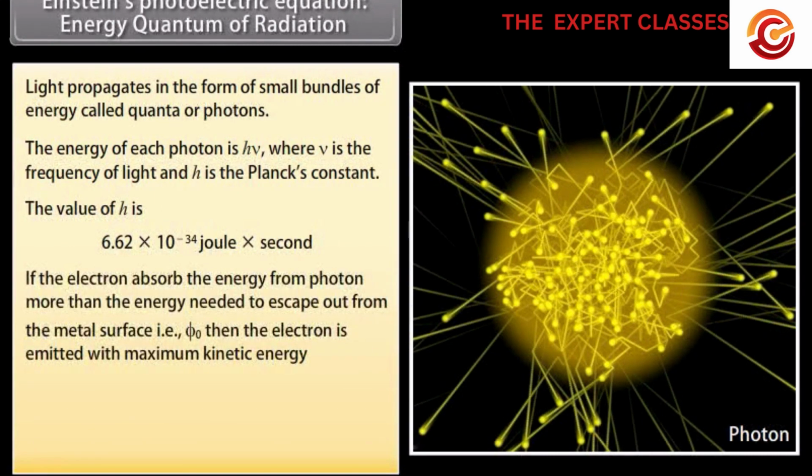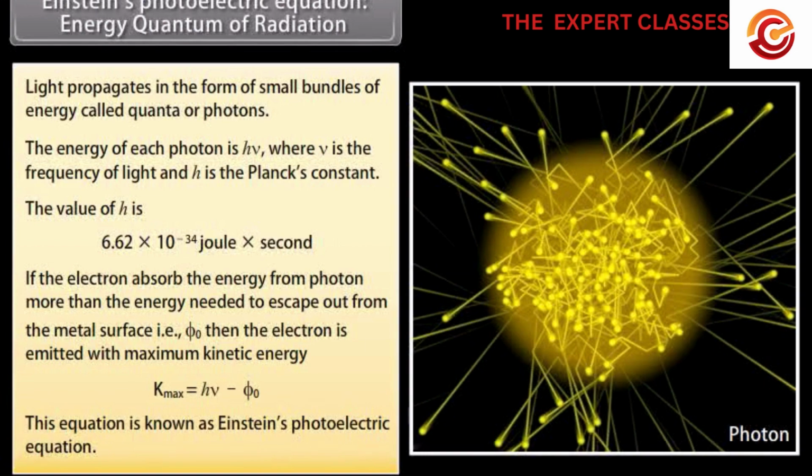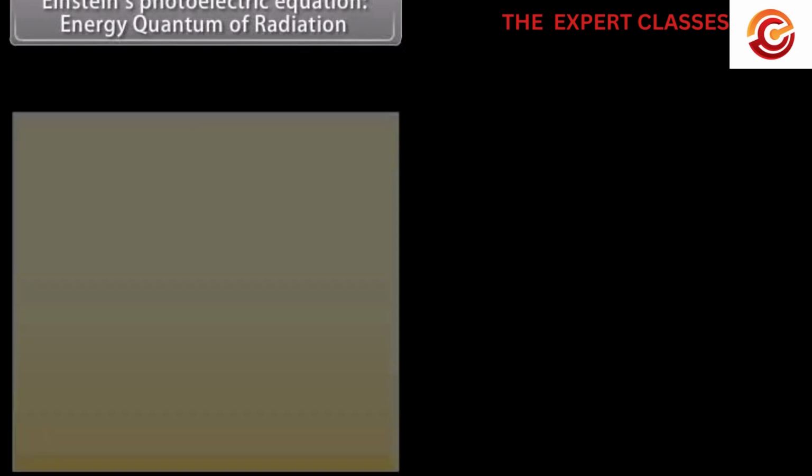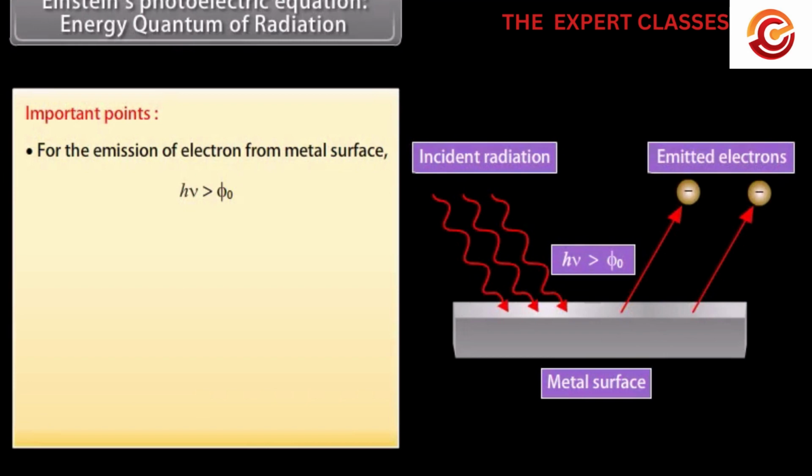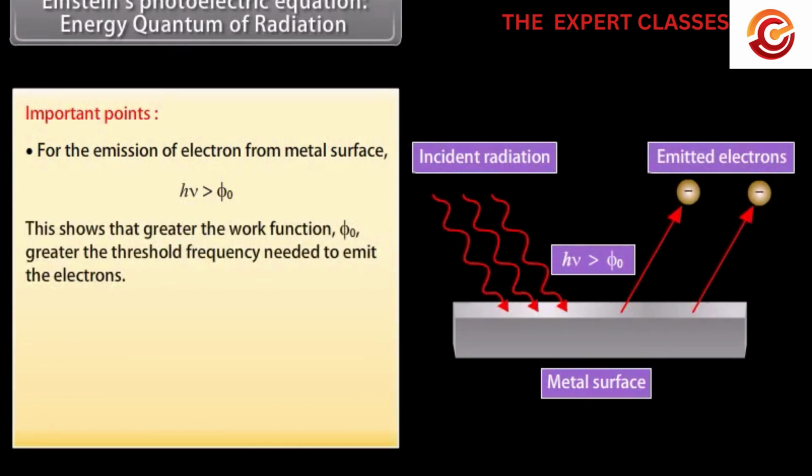If the electron absorbs energy from a photon more than the energy needed to escape from the metal surface, that is φ0, then the electron is emitted with maximum kinetic energy Kmax, which is equal to hν minus φ0. This equation is known as Einstein's photoelectric equation. Important points. For the emission of electron from metal surface, hν is greater than φ0. This shows that greater the work function φ0, greater the threshold frequency needed to emit the electron.